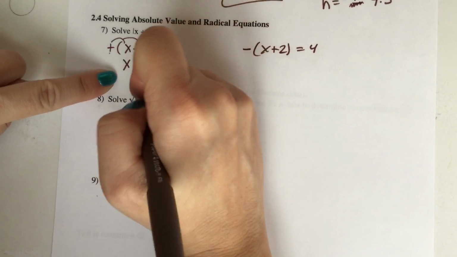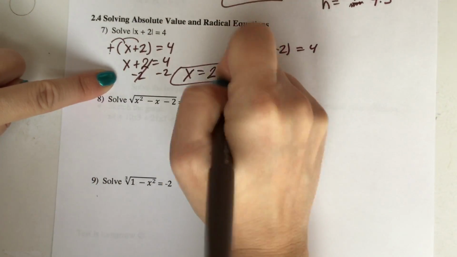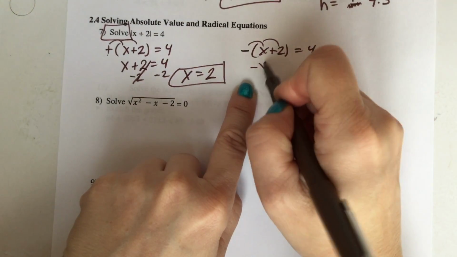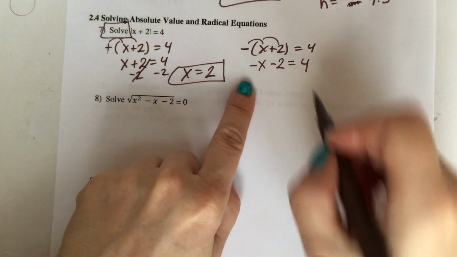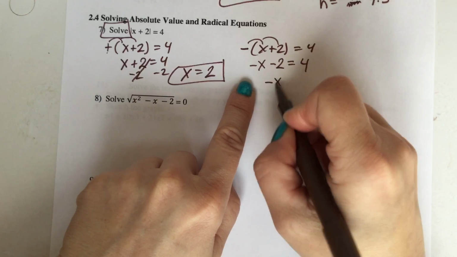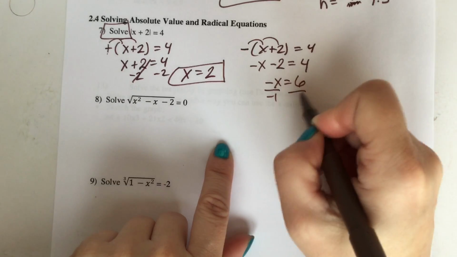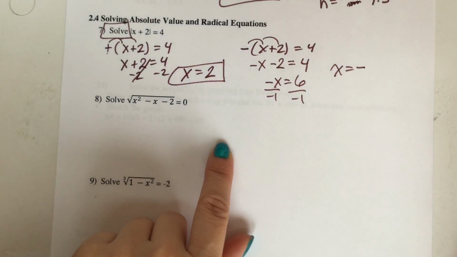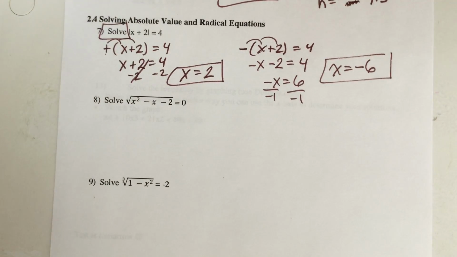Now I solve. If I go ahead and minus 2, 4 minus 2 is 2. And it says just solve. Let's go ahead here, distribute the negative. Negative x minus 2 equals 4. If I'm solving, I add 2. So negative x equals 6. Divide both sides by -1. Positive divided by a negative is a negative. 6 divided by 1 is 6. They just asked us to solve, not solve and check. So you get to go ahead and be done.